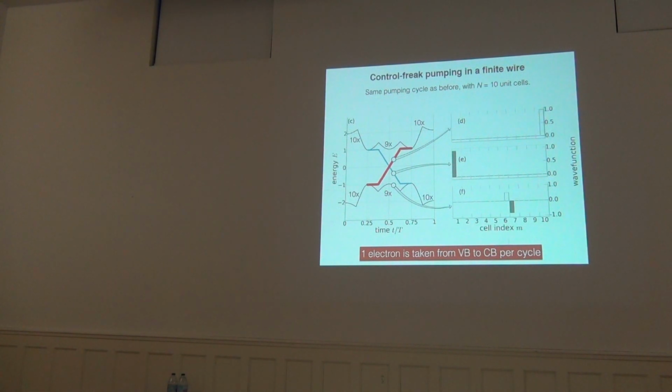Also, you see that these states which are going from the valence band to the conduction band are localized states. And that's reasonable. It would be very surprising to see delocalized states in the gap, because this is a semiconductor, so in the gap there are no delocalized states. So if there are states connecting the two, they must live on the edge.